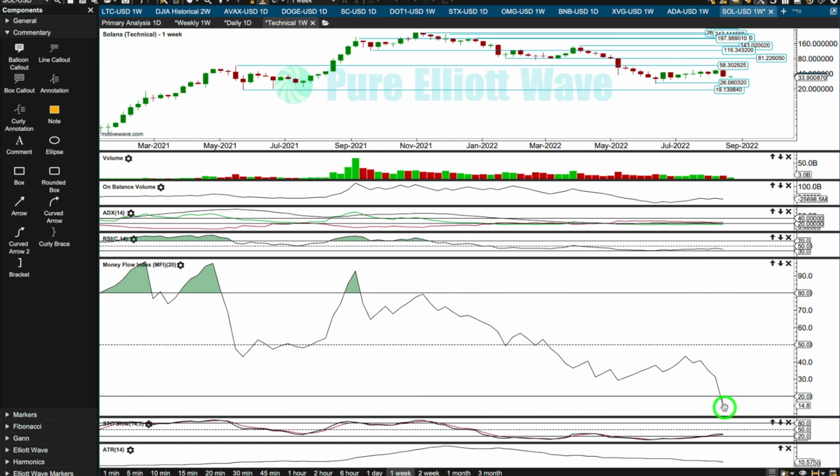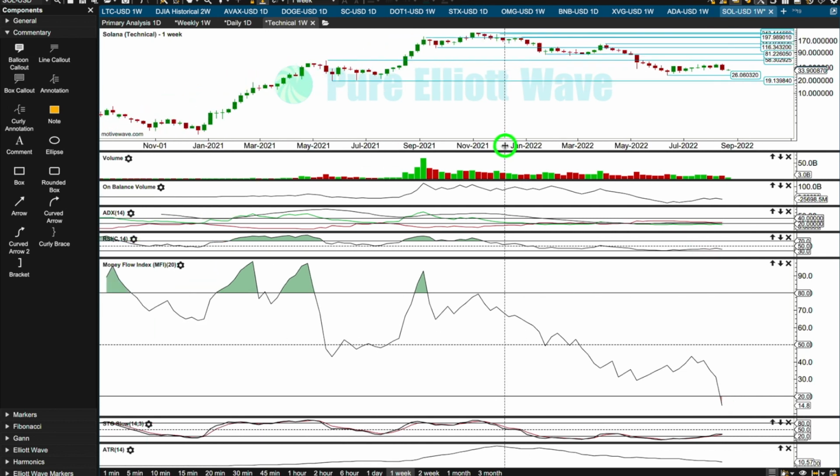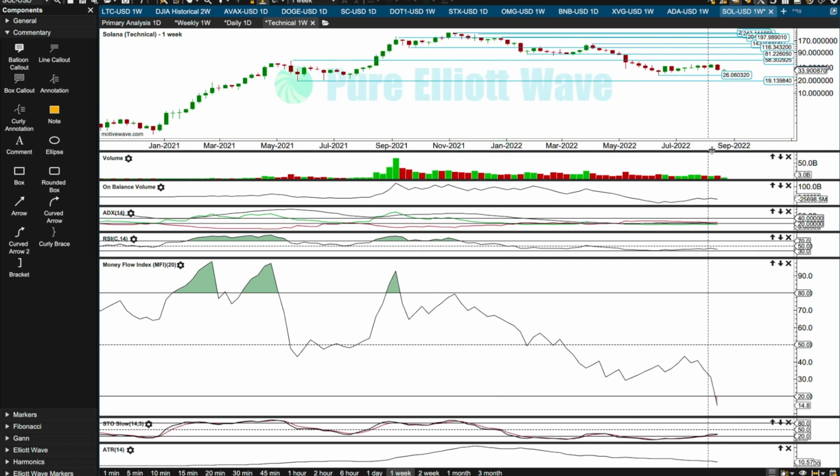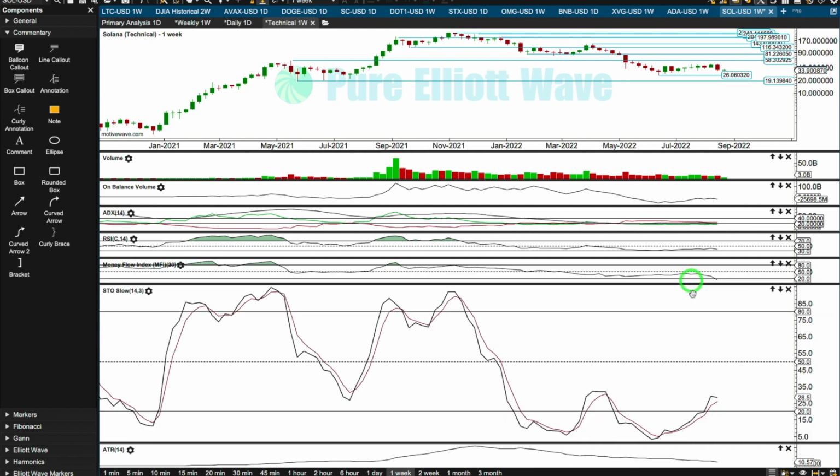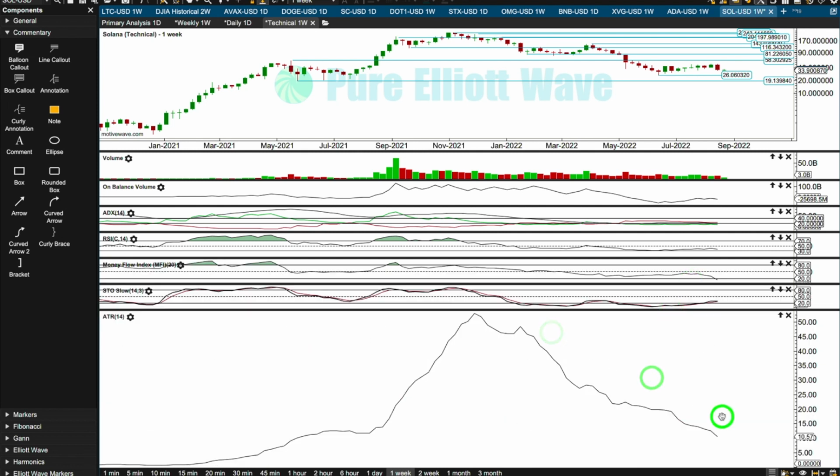Money flow index has reached oversold this week. This is hidden bullish divergence. Money flow index has never reached oversold before, so I would read that as very bullish. Now that conditions are that extreme to the downside, I would expect a trend change sooner rather than later. Stochastics back in neutral territory. ATR declining throughout that bear market. Let's look at the daily chart.